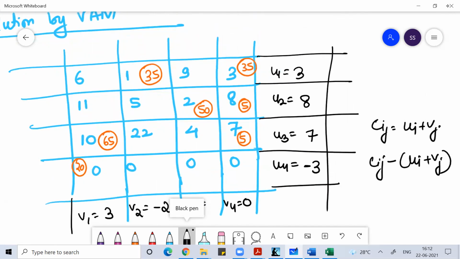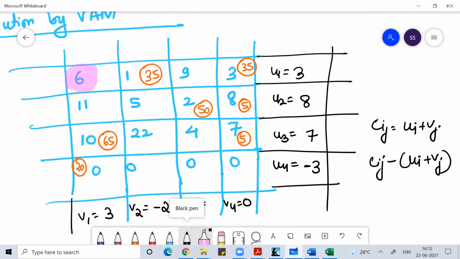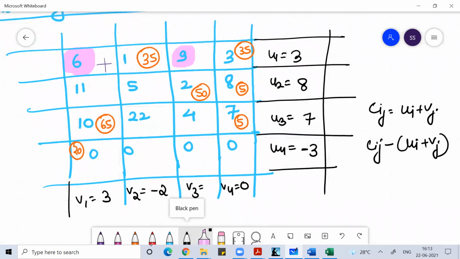Now I'll do the calculation for unoccupied cells. First, this cell: u1 plus v1 is 6, 6 minus 6, 0, positive. Then for this cell, I have not put the v3 value yet. The cost is 2, and this 2 is equal to 8 plus v3. So this is equal to minus 6.